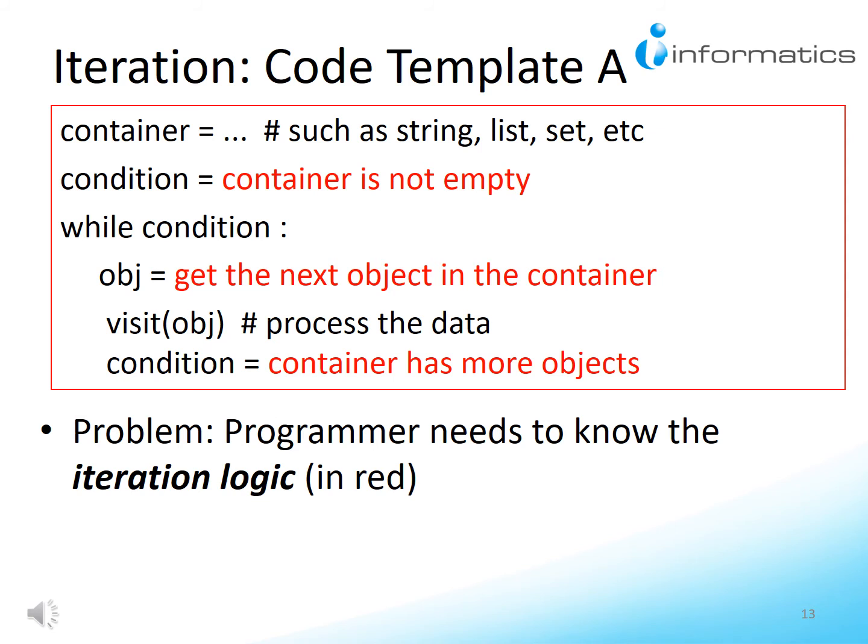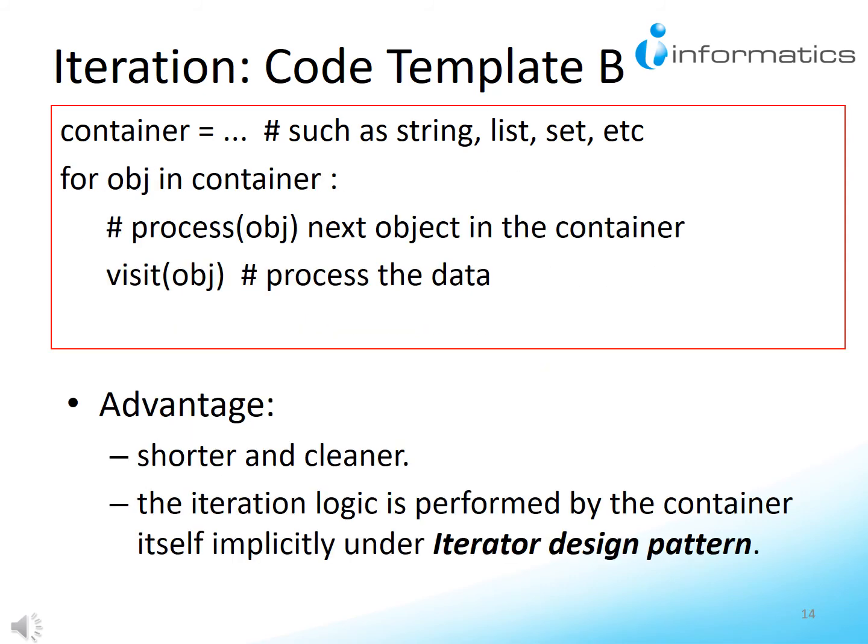Problem: the programmer needs to know the iteration logic, which is in red. Can we do away with such iteration logic so that we can concentrate on the business logic of the problem domain? The answer is yes. And the solution is to use the definite loop structure, the for loop, as shown in code template B.